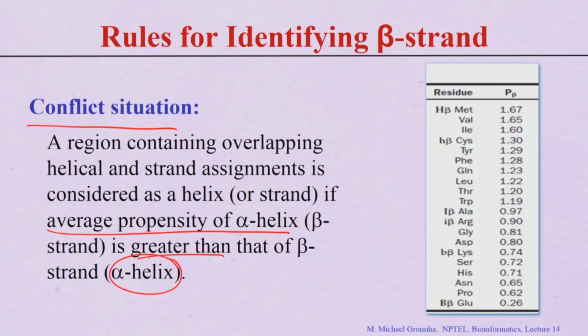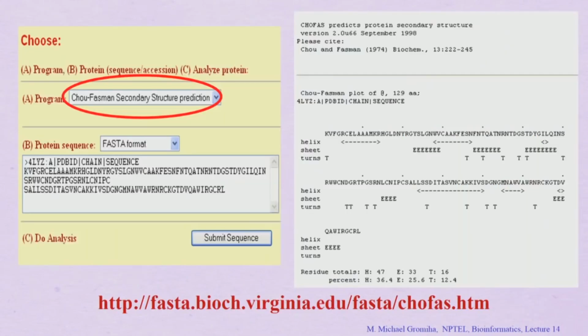If beta strand is greater, then it is beta strand. So, in the conflicting situation, you can get the values and compare the numbers and then assign the secondary structure. Here is one web server. There are several servers available to predict the secondary structure based on Chou-Fasman parameters. Here we give the sequence in FASTA format. It uses the same 1974 Chou-Fasman method.